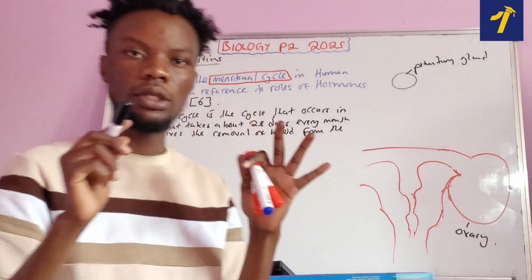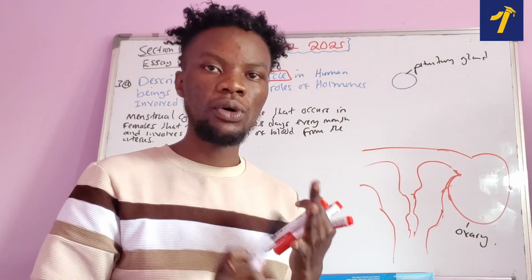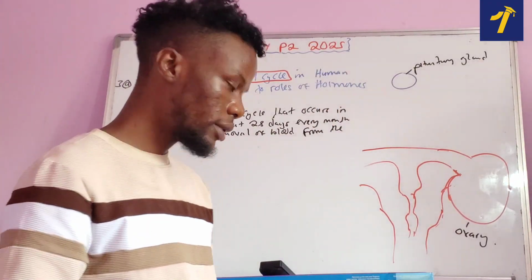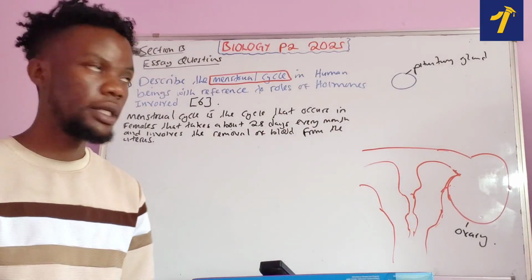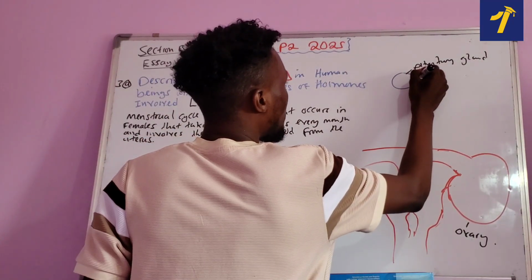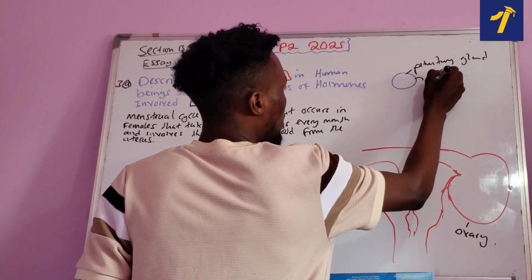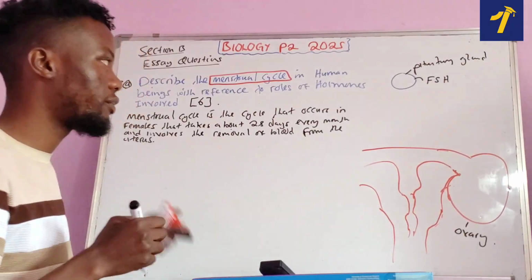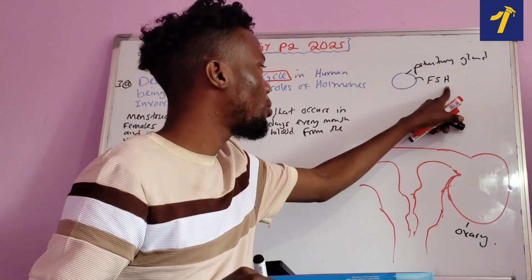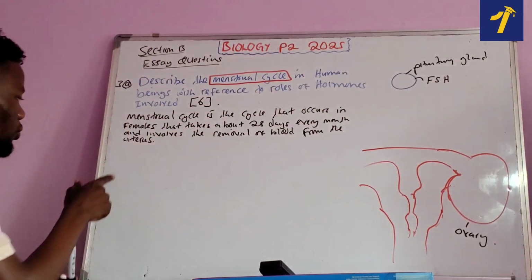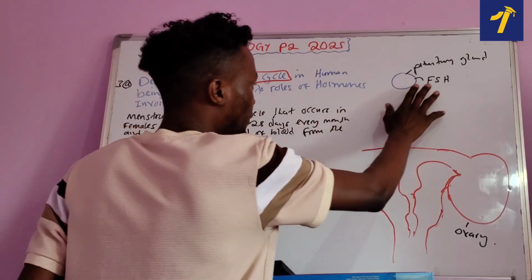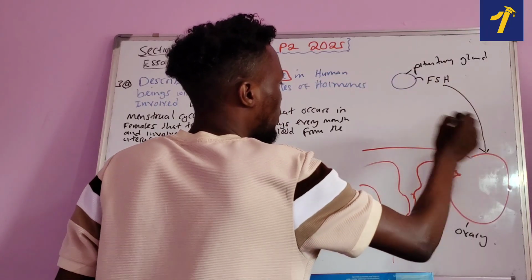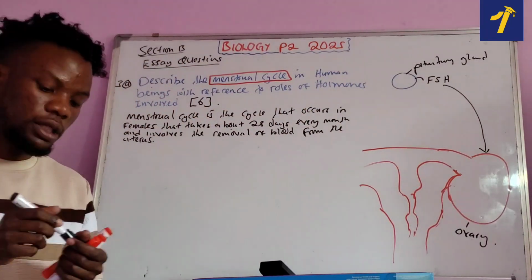Okay, so for the menstrual cycle, you need to remember to say it's going to involve two important endocrine glands. Like what? The pituitary gland and the ovary. So the first thing that the pituitary gland will do is it will produce the first important hormone, which we call follicle stimulating hormone, FSH, which we'll write in full here. The pituitary gland firstly is going to produce the follicle stimulating hormone that will go to the ovary.